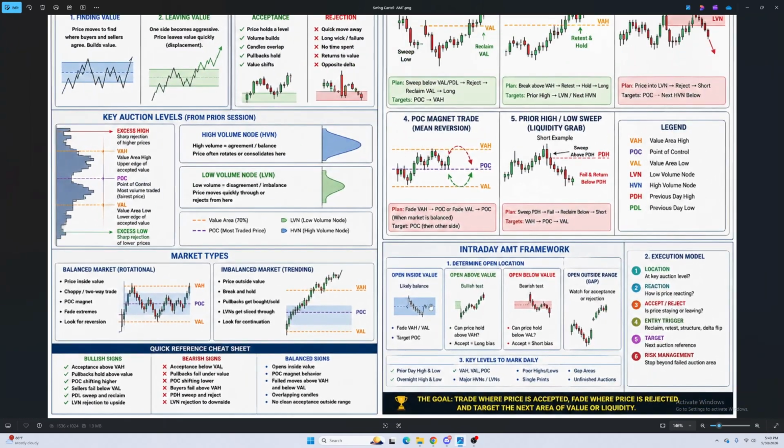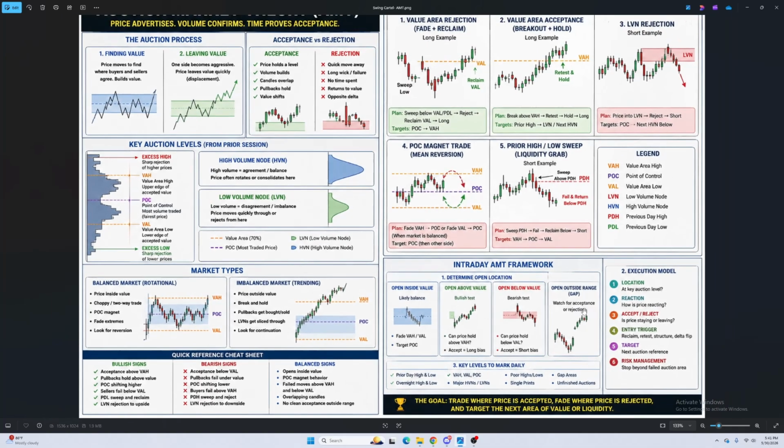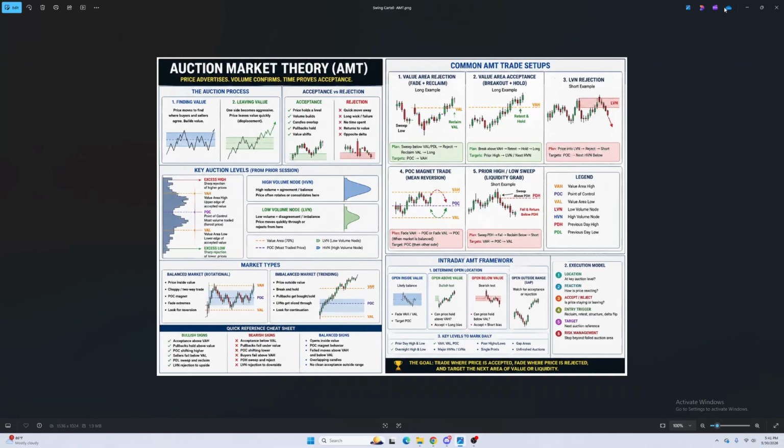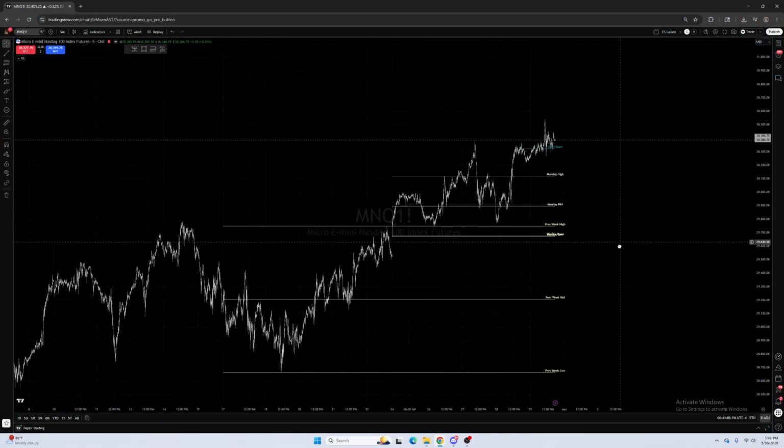We have the intraday AMT framework, right? So open inside value is balanced, open above is bullish, open below value is bearish, open outside of gap is watch for an acceptance or rejection of range, right? I'll go ahead and send this to you guys too if you want it, but that's pretty much how we do it.